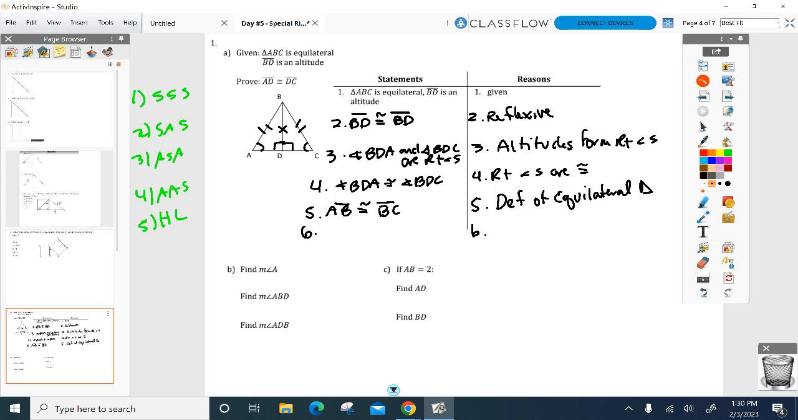But I'm not ready to write HL. Anybody remember why? I know I'm not. It will be HL, but not in step 6. I need to say they are right triangles. So triangle ABD and triangle BDC are right triangles. What do right triangles have? Right angles. Now you could say they're congruent by HL and then CPCTC. And then we'll get to my point here.